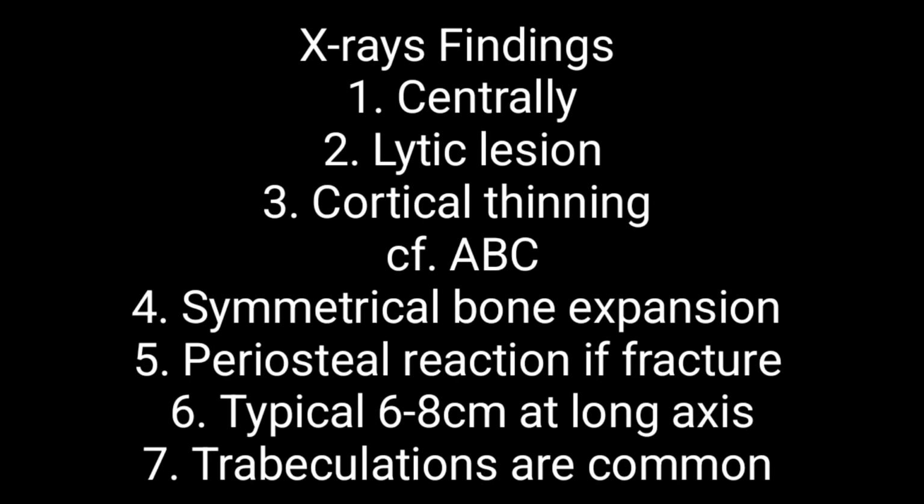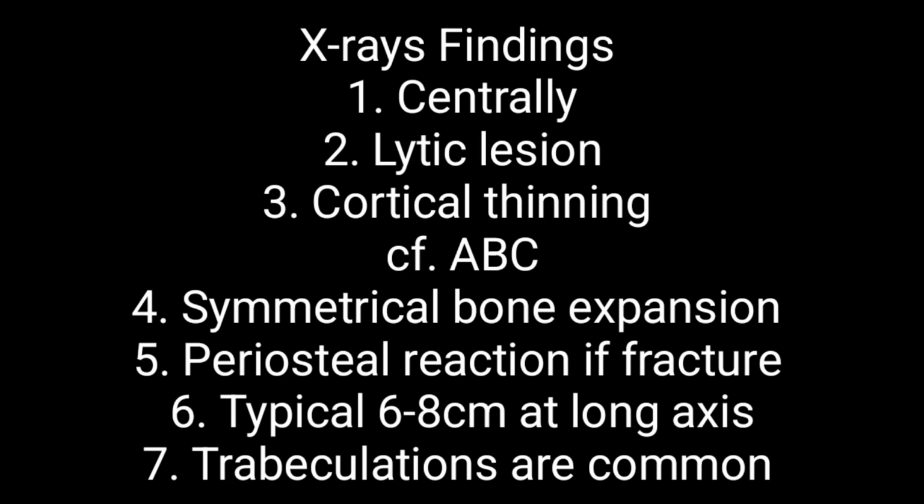As far as its X-ray findings are concerned, normally it is centrally located, and it is a lytic lesion with cortical thinning. Well, in the aneurysmal bone cyst, you will see a different pattern, and because of the aneurysm, the surrounding cortical thickening and periosteal reactions may also be visible. So far as the cyst expansion is concerned, it will cause symmetrical expansion. Periosteal reactions happen when there is any fracture.